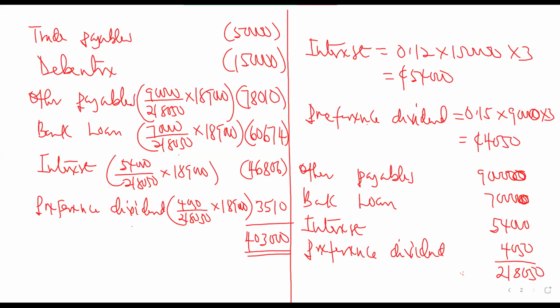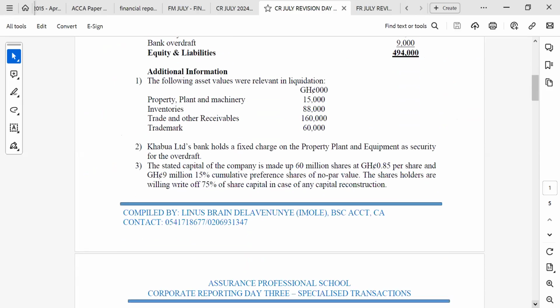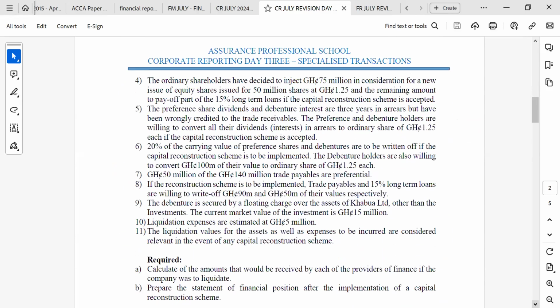They can ask you to advise whether the entity should liquidate or they should reorganize. From this position, what are you going to be telling them?